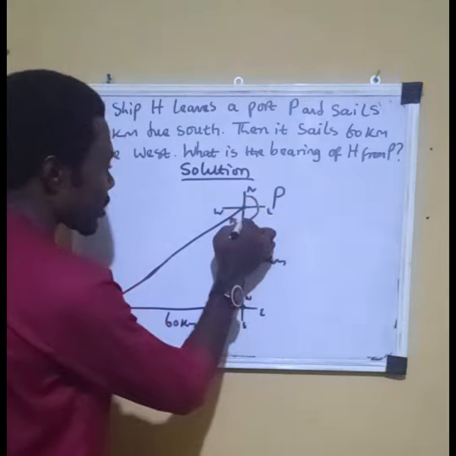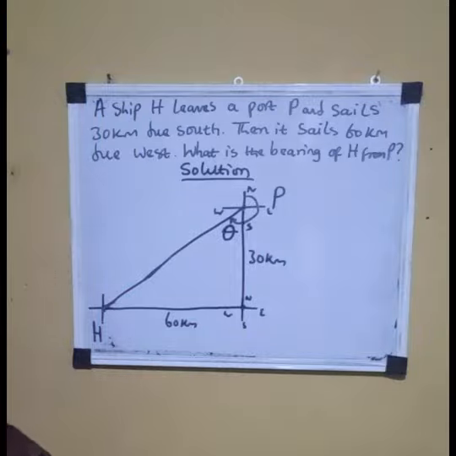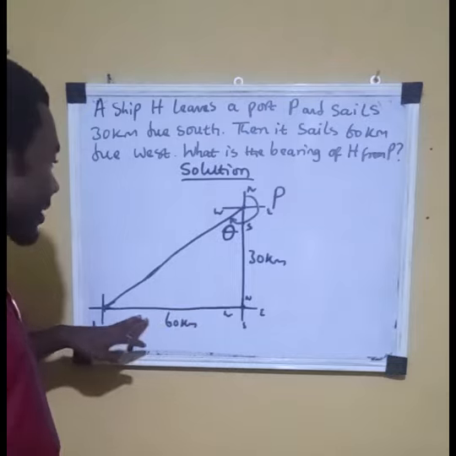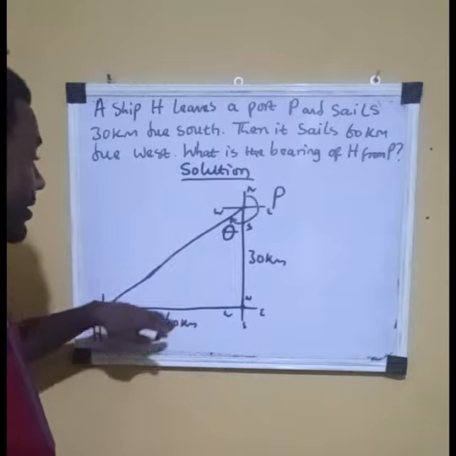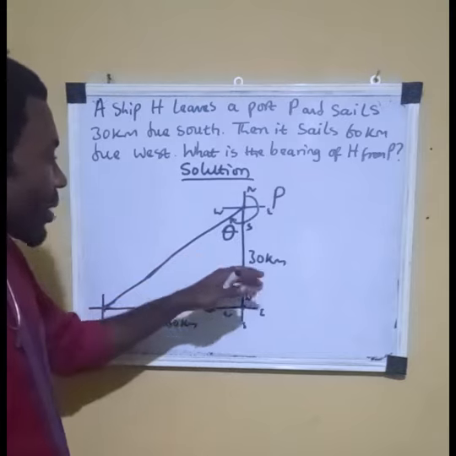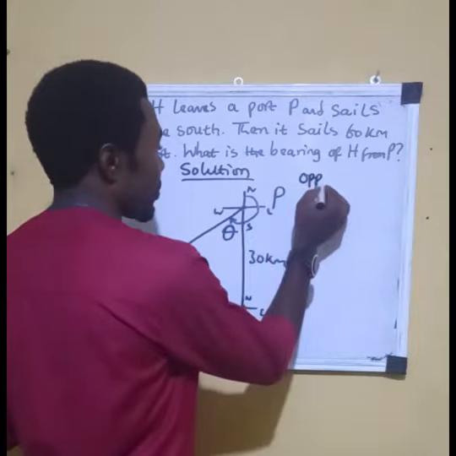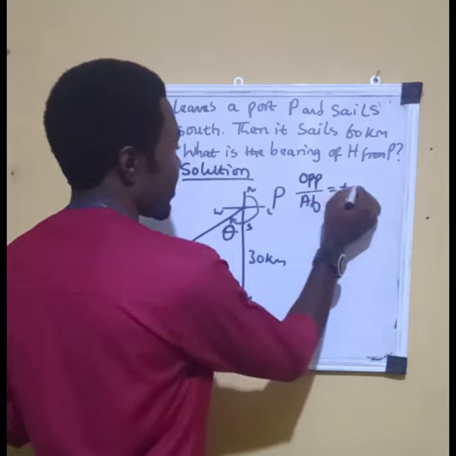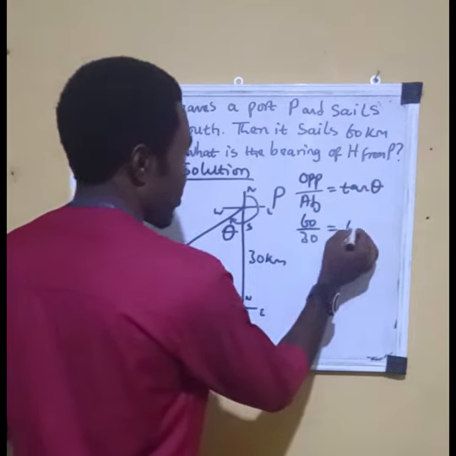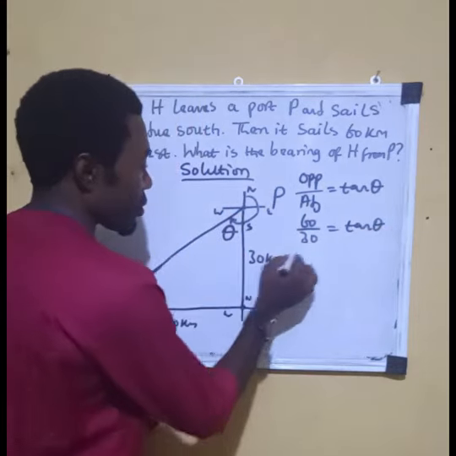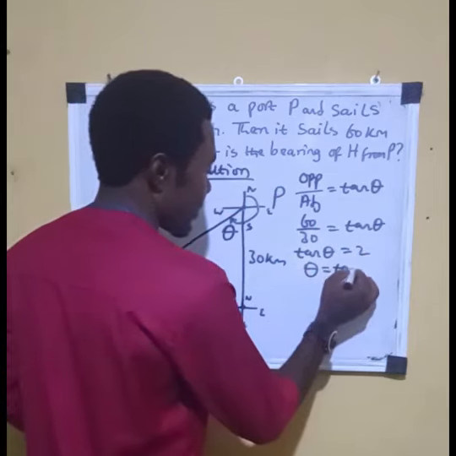And we know that from here to here is 180. So we just need this angle to be added to 180 to get the bearing of H from P. And we know this side. Thank God this angle is inside the triangle. This side 60 kilometers is the opposite to the angle, while 30 kilometers is the adjacent of this triangle. So when we have opposite over adjacent, you remember in our trig ratio, opposite over adjacent is tan theta, and our opposite is 60, the adjacent is 30, so it is equal to tan theta. 60 over 30 will give you 2, so tan theta is 2. What is now theta? Theta is the tan inverse of 2.